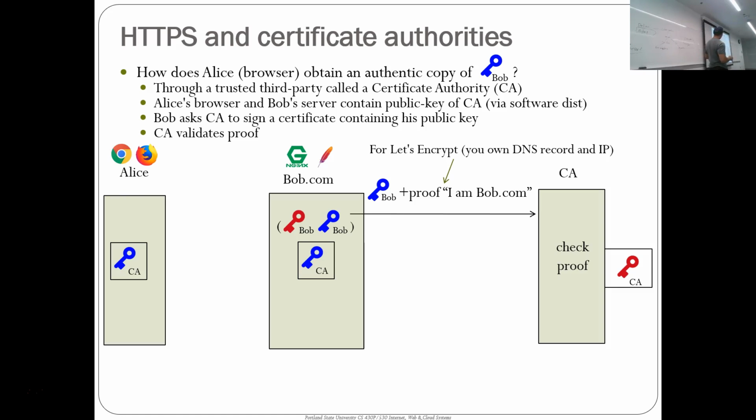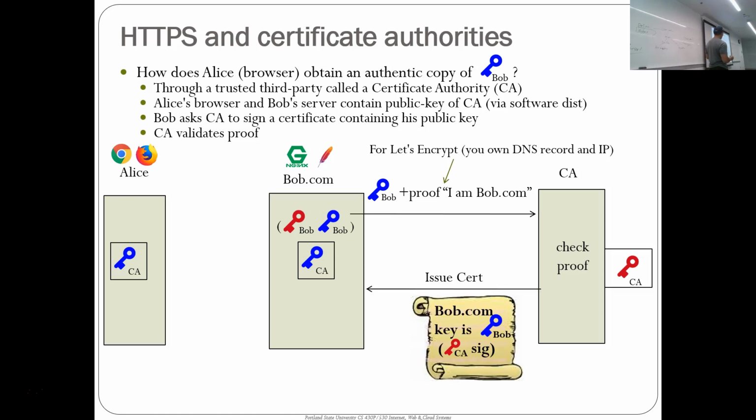Okay? So the next step: after the CA validates the proof that you are bob.com, it issues your certificate. This certificate says that bob.com's public key is this, the one that he gave, and it's attached with a signature from the CA.